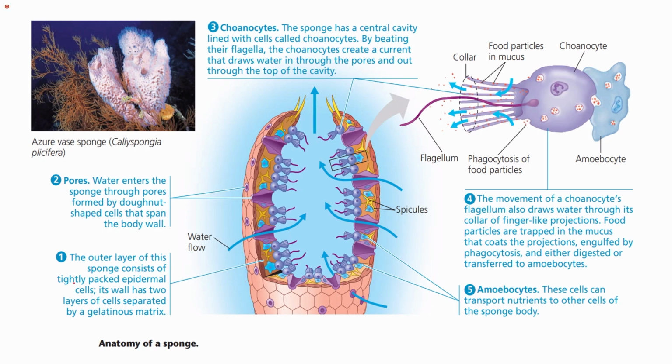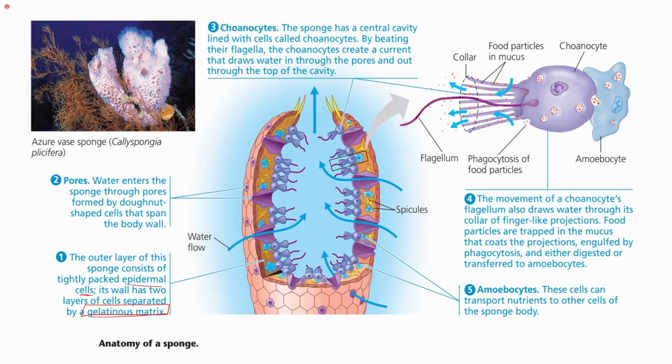So the outer layer of this sponge consists of tightly packed epidermal cells, and its wall has two layers of cells separated by a gelatinous matrix. They do not have any mesodermal layer, but the outer and inner layers of cells are separated by the gelatinous matrix. So they have a gelatinous matrix that separates the outer and inner layer instead of the mesoderm, which is present in higher-level organisms.